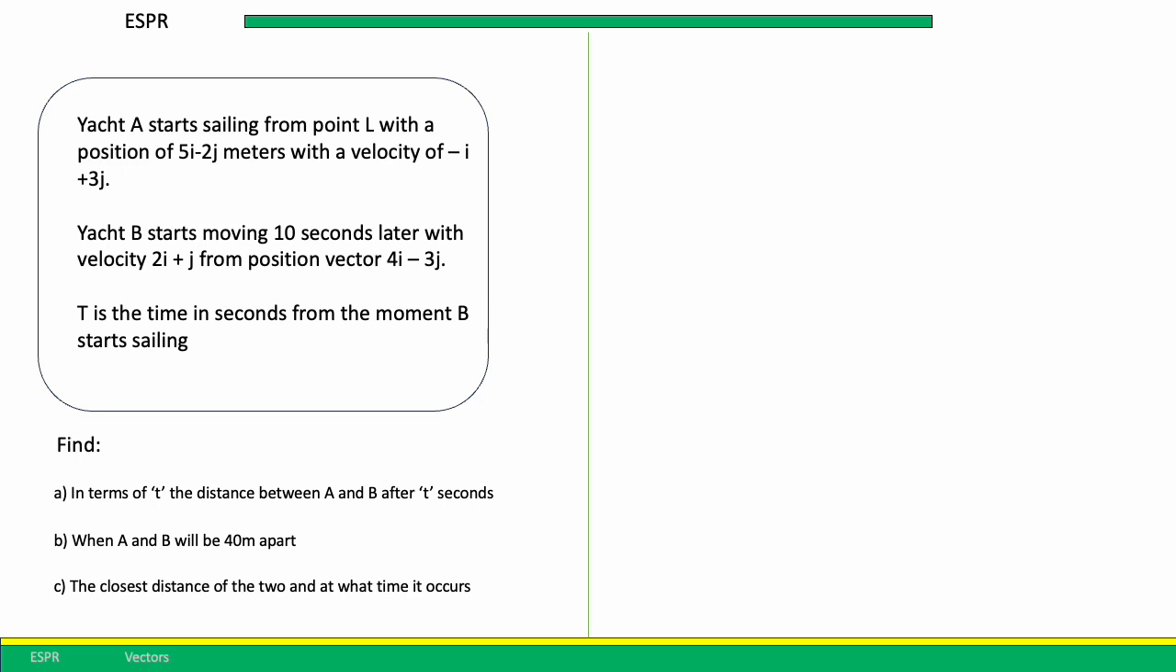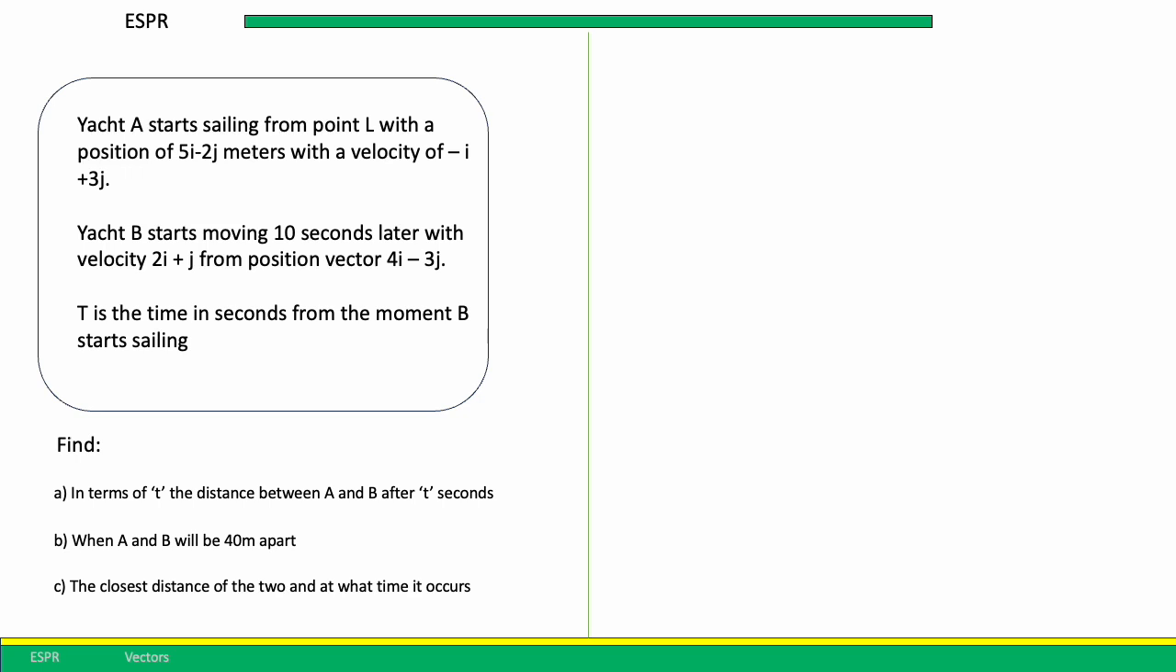So the problem starts off with yacht A starting to sail from point L with a position of 5i minus 2j meters, with a velocity of minus i plus 3j. Yacht B starts moving 10 seconds later with a velocity of 2i plus j from position vector 4i minus 3j. t is the time in seconds from the moment B starts sailing. Now we have to find, in terms of t, the distance between A and B after t seconds, when A and B will be 40 meters apart, and the closest distance of the two and at what time this occurs.